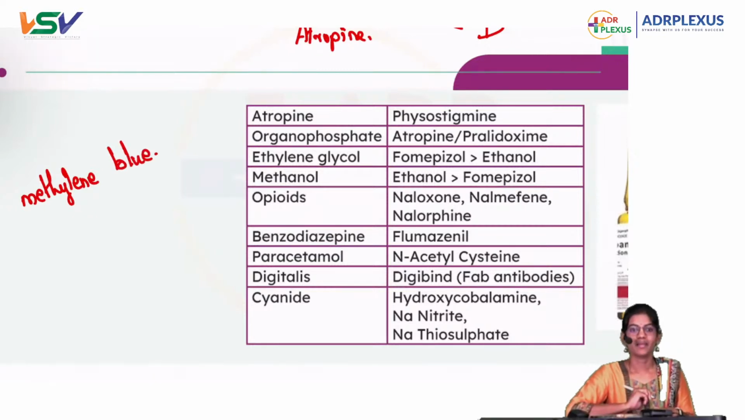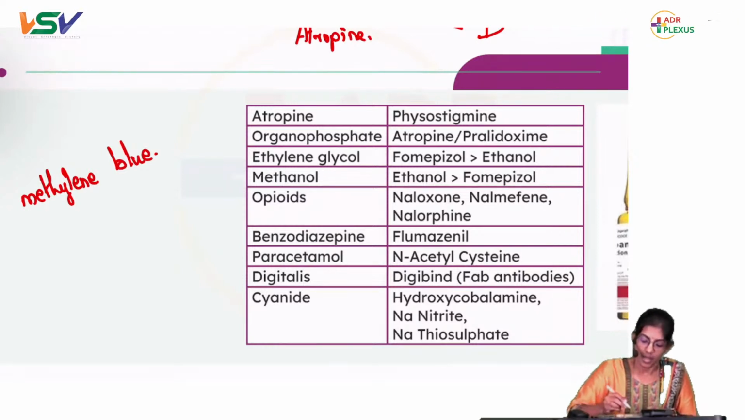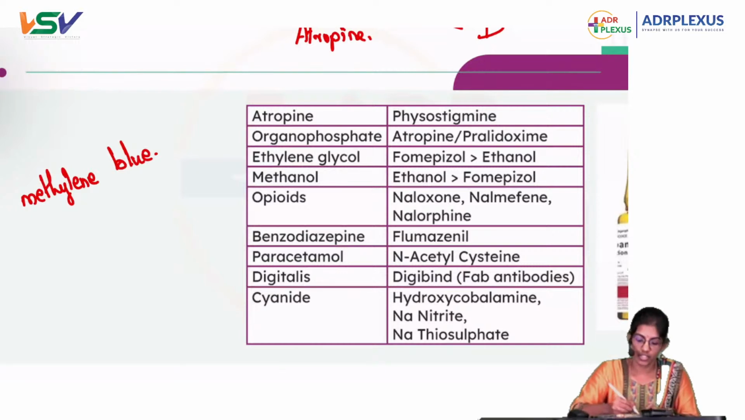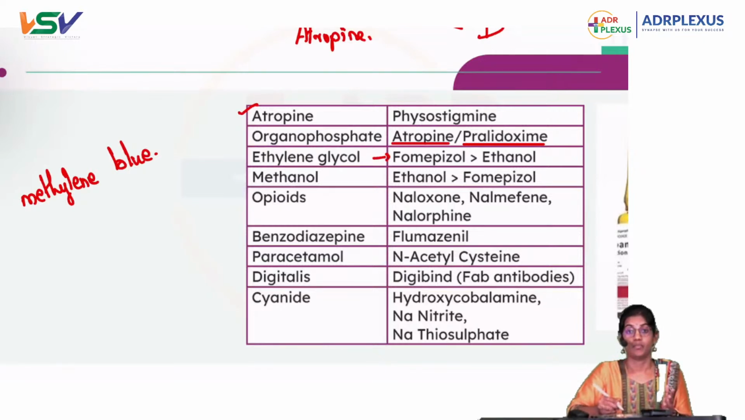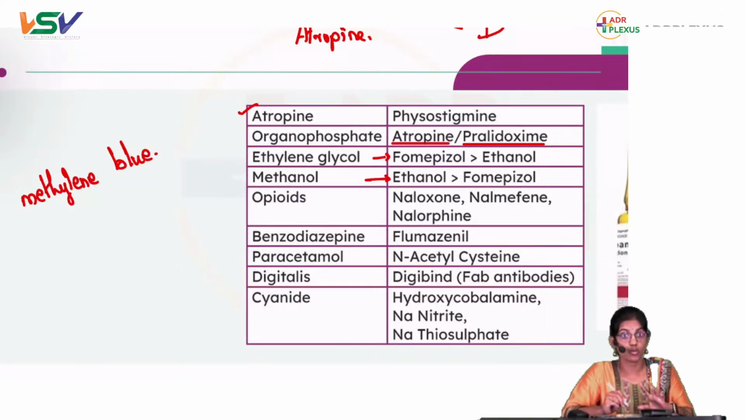Remember, methylene blue is also an antidote. Atropine, physostigmine: for organophosphate, we can give either atropine or pralidoxime. For ethylene glycol, it is fomepizole or ethanol. For methanol, it is ethanol or fomepizole. Remember, this has come as an MCQ also.